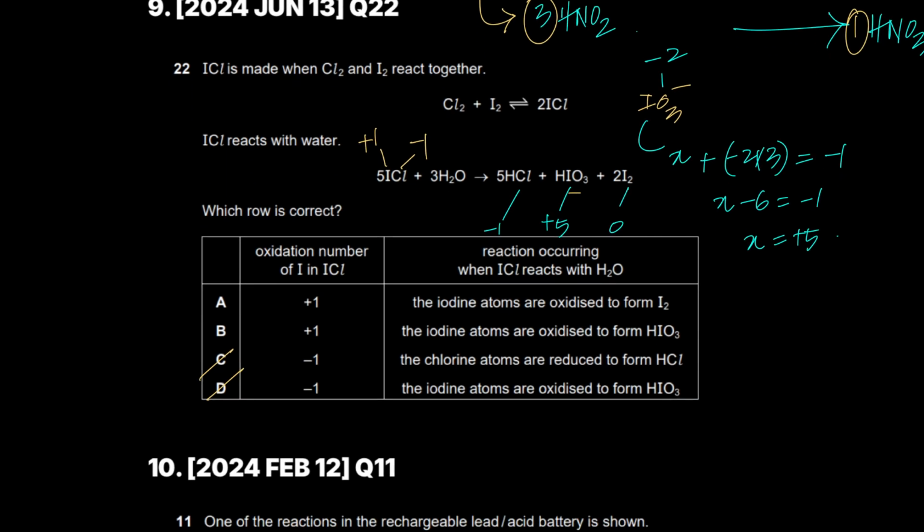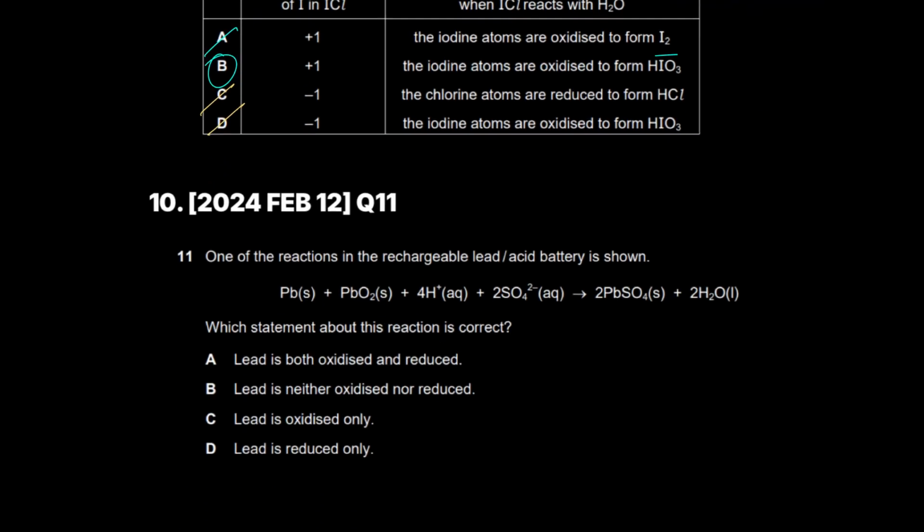The iodine atoms are oxidized to form I2. Are they oxidized? You went from +1 to 0. They are being reduced to form I2. So B should be the correct option. And why is B correct? The iodine atoms are oxidized to form HIO3. Yes, they are oxidized. You went from +1 to +5 here. And can I call this a disproportionation reaction? Yes, it is, because the element in the single species is being oxidized and reduced, both. And it's a redox reaction.